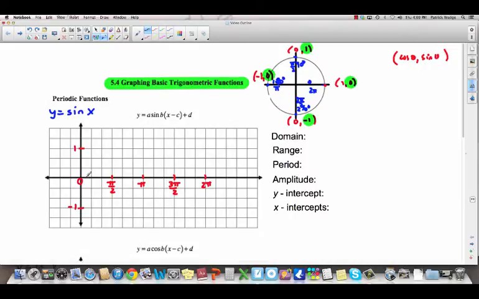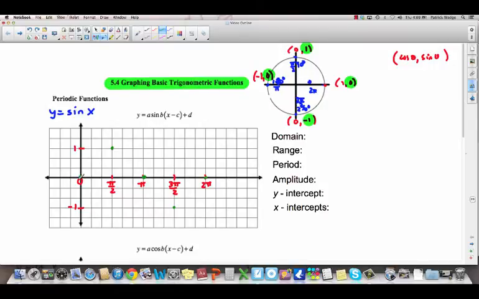Sine 0 is equal to 0, so it goes right there. Maybe I should use a different color. Let's use green. Sine 0 is 0. Sine pi over 2 is 1. Sine pi is 0. Sine 3 pi over 2 is negative 1. And sine 2 pi is 0. Okay, there's your graph.